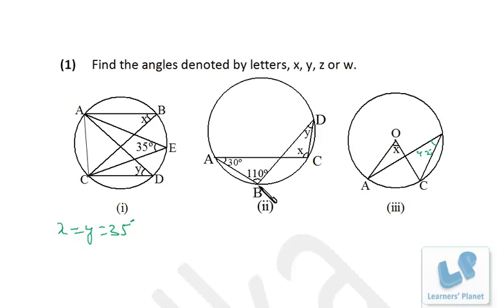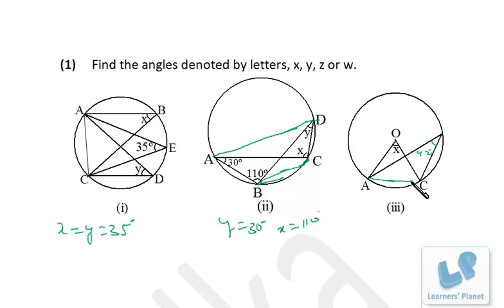Similarly over here, if I draw this segment BC, angle 30 will be equal to angle Y, and if I draw the segment AD, angle 110 will be equal to X. So that means Y is equal to 30 degrees and X is equal to 110, right?